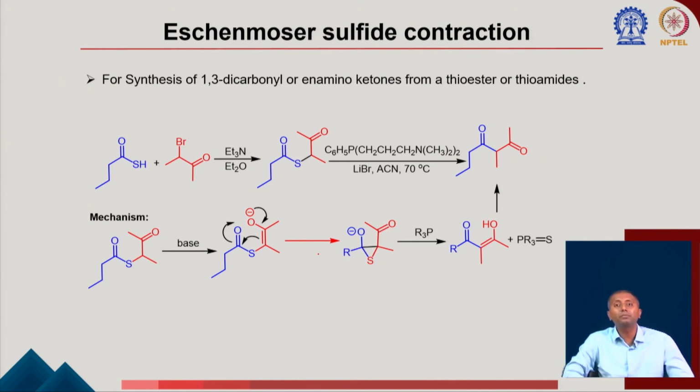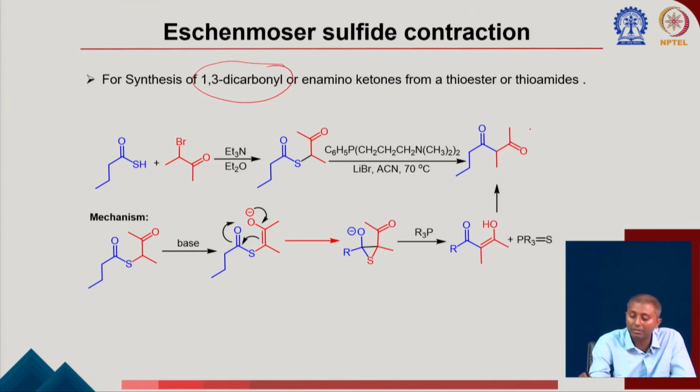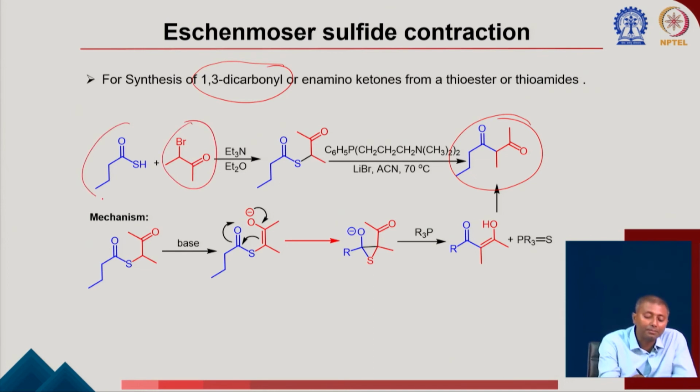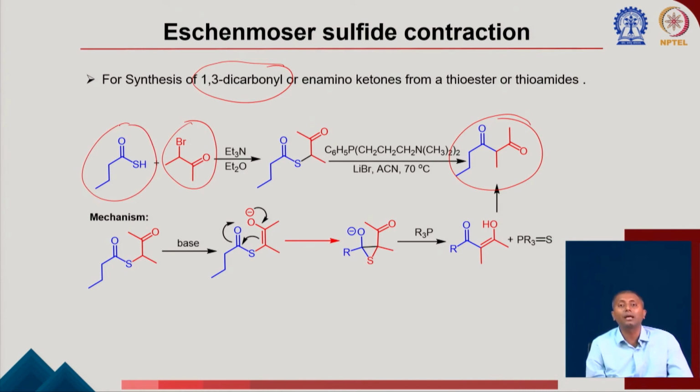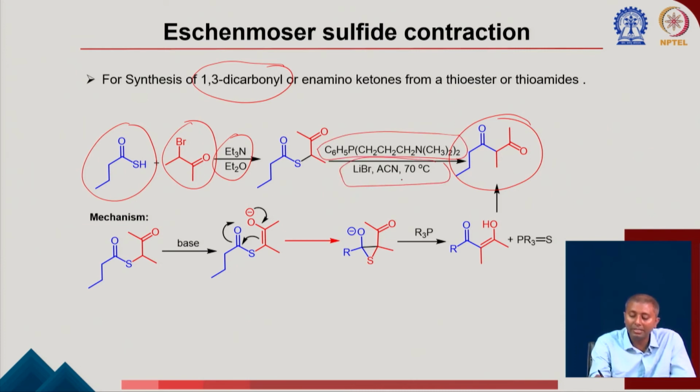Another important rearrangement is the Eschenmoser sulfide contraction. So what is the Eschenmoser sulfide contraction? We are going to learn that this is a synthesis of 1,3 dicarbonyl compound, that is your product, and what is your starting material? Again you have an alpha bromocarbonyl compound and you have a thioester. So starting from a thioester and an alpha bromocarbonyl compound, in presence of a base and also using a phosphine, using lithium bromide, using ACN as solvent at 70 degrees, it is forming 1,3 dicarbonyl compound.